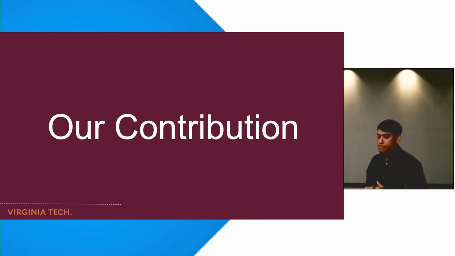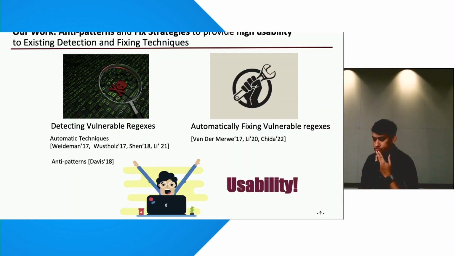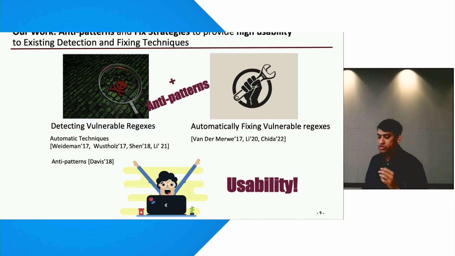Now let's see how we improve on these past works. The goal of our work is to improve the usability of existing ReDoS defenses. Our insight is that the usability of existing tools to detect and fix regexes will improve if we complement the detection tools with anti-patterns that explain what part of a regex makes it vulnerable to ReDoS, and complement fixing tools with fix strategies that developers have used in the past so that they can choose a fix that they will understand better. We specifically aim to improve developer understanding of the outcome of the tools.